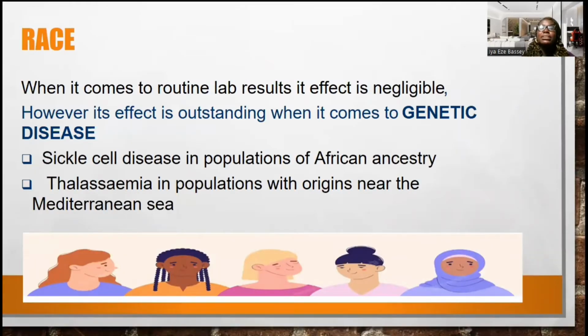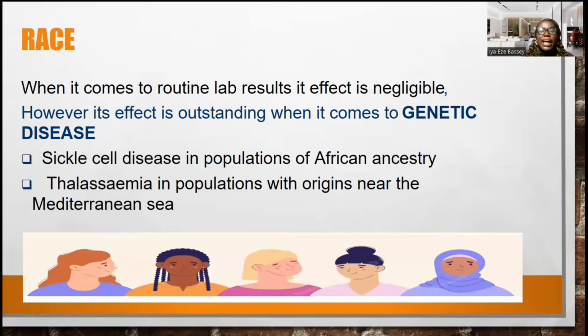So another thing important to look at when you look at lab results is race. But if you are looking at routine lab results, the effect of race is negligible. But if you come down to genetic diseases, prevalence, incidence of certain genetic diseases, you would find out that those diseases are prevalent in certain populations. For instance, sickle cell disease is highly prevalent in people that have African ancestry. So even if the person is not of the African race and has sickle cell disease, you should know that somewhere along the line in their genetics, in their heritage, there is some African blood.